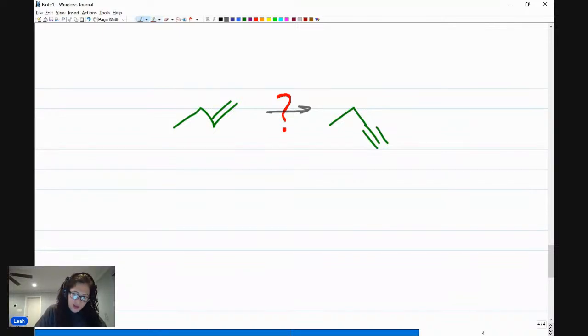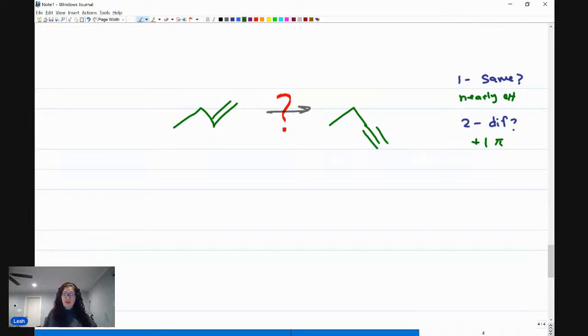So the first thing we have to do is ask the questions. Question 1, what is the same? And question 2, what is different? What is the same is nearly everything. We have the same number of carbons, we have a pi bond. What is different is we added 1 pi bond onto the molecule.